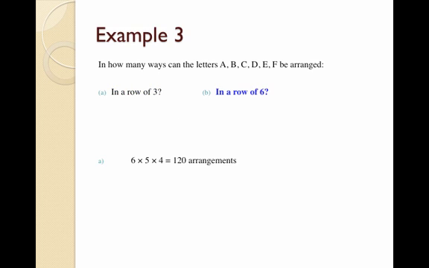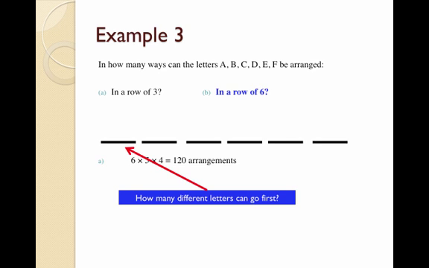The second part to this question asks us how many times can they be ordered in a row of 6. We say that we are choosing 6 from 6. Just like the first question, where we were choosing 3 from 6, this just makes our line a little bit longer.